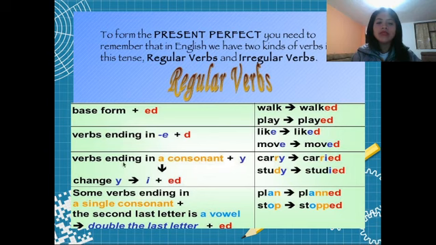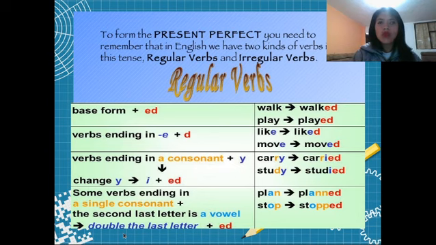And also we have verbs whose ending is a consonant plus y. Right? In this case, we have to change y into i and add ed. For example, carry, carried, study, studied, right? We have to change y into i and add ed, okay? And we have some verbs ending in a single consonant, one syllable, right? The second last letter is a vowel, and we have to double the last letter and add ed.